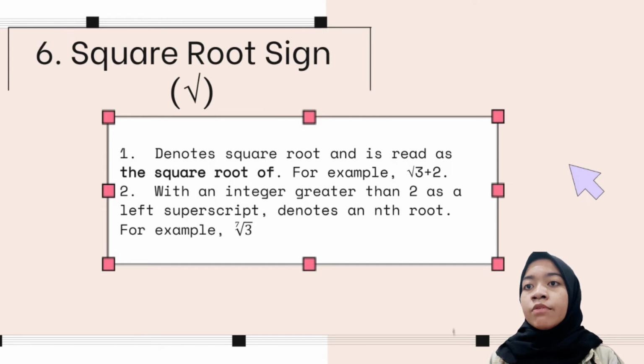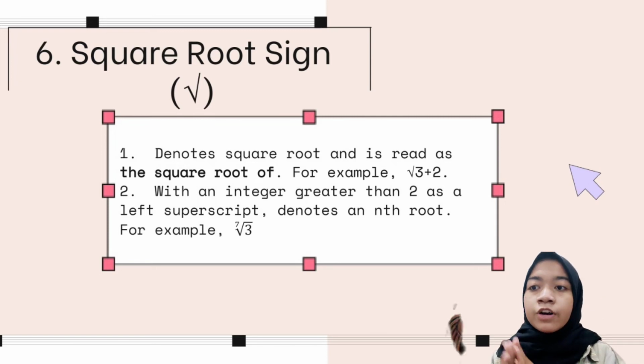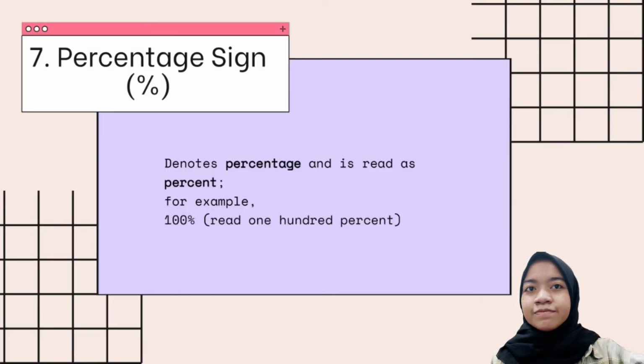Number 6, square root sign. It denotes the square root and is read as the square root of. For example, the square root of 3 plus 2. With an integer greater than 2 as a left superscript, it denotes an nth root. For example, 7th root of 3. Okay, we go on to number 7. Percentage sign. It denotes percentage and is read as percent. For example, 100%.